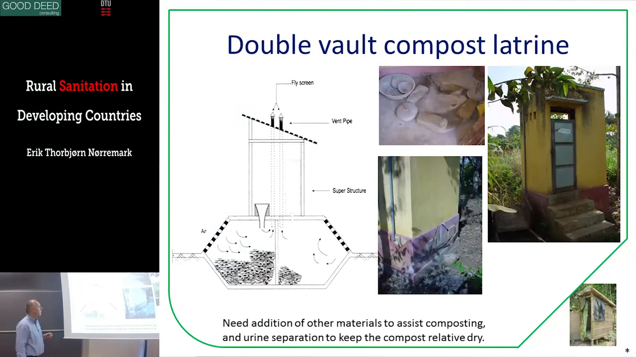We have the double vault compost latrine. It's actually elevated. Now here it's partly dug down, but other models just start from here and up. And you have one part here, and then this seat you can move over here. So every year you move, and then the part here will rest for a year, and then it should be hygienic and you can move it out.